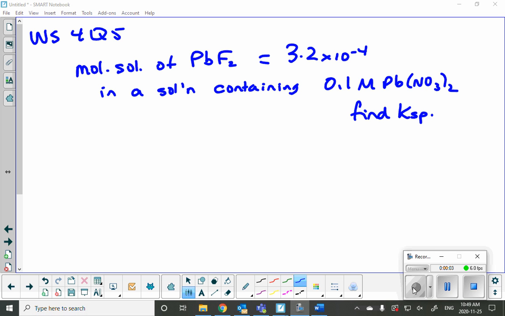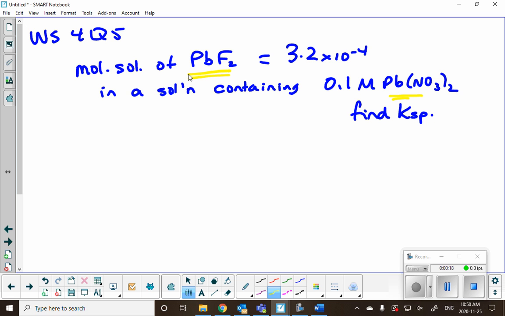Question 5 on worksheet 4 is again a common ion question. I know this because I see two different salts. We have lead fluoride and we have lead nitrate. One of them is going to get the big 3 steps, the whole setup.